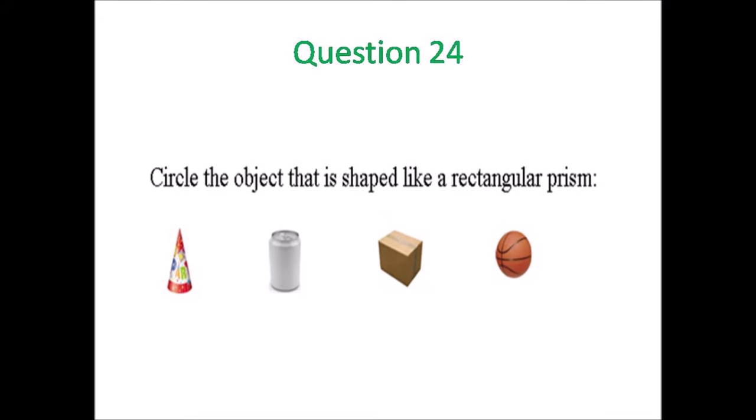Question 24. Circle the object that is shaped like a rectangular prism. Some big words. Circle the object that is shaped like a rectangular prism. And you have four objects there. Which one is shaped like a rectangular prism? Let's go grade two.